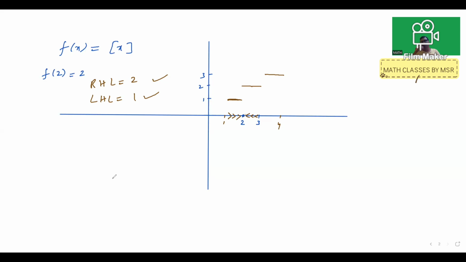So this is about left hand and right hand limits. Let us discuss some problems based on left hand and right hand limits. It is a very, very important concept. If you are able to solve problems based on this concept, you will be able to solve the remaining problems also.